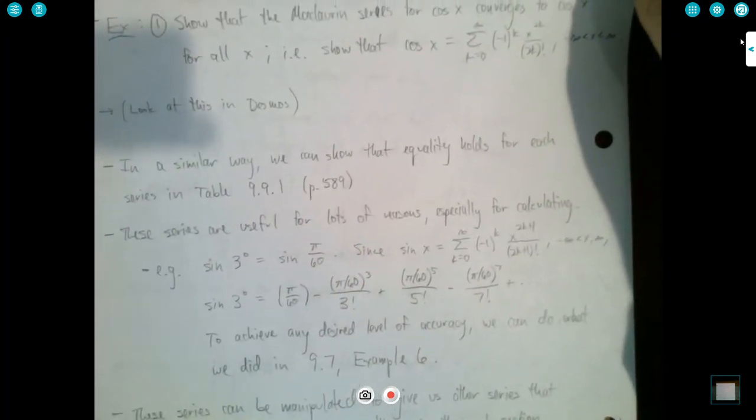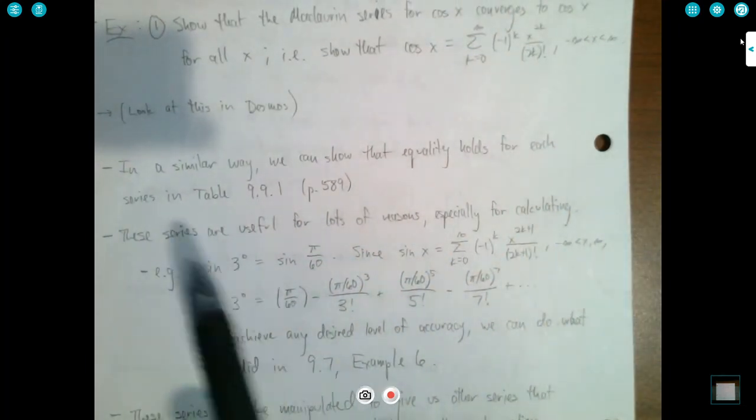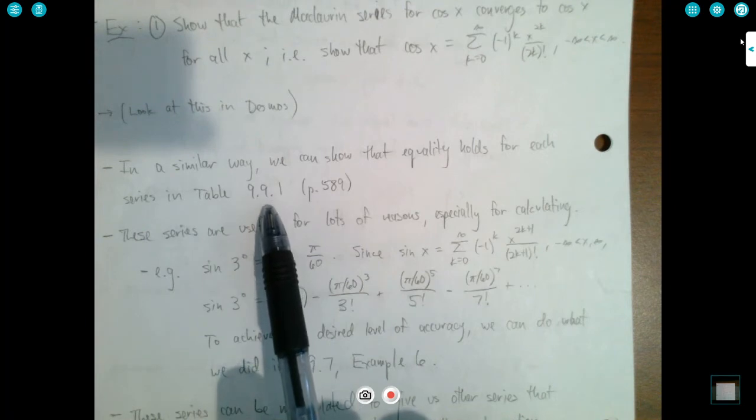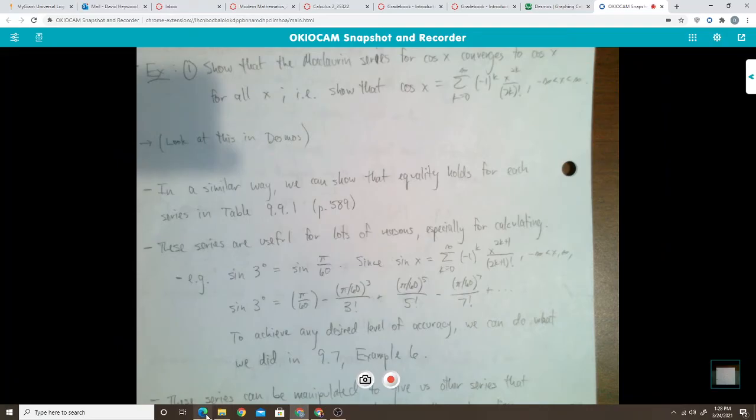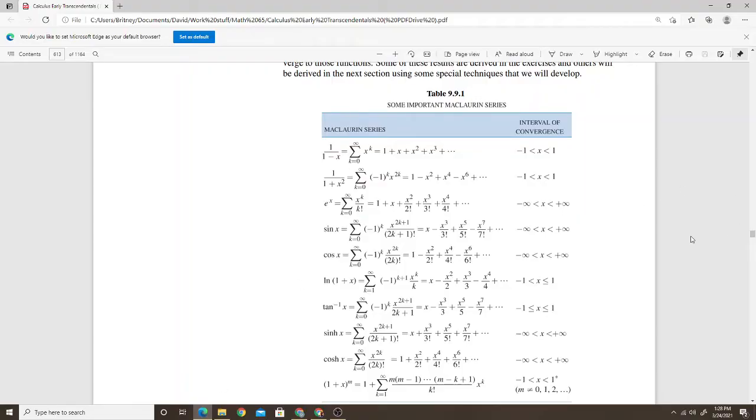In a similar way, we can show that equality holds for each of the series in table 9.9.1, which is on page 589 of your textbook. So let me pull that up. All right, so that's right here. This is just a table that lists a whole bunch of really commonly used Maclaurin series. A lot of these things we've gone over and proven together. Some of these things we haven't. Like I don't think we ever looked at sinh and cosh together. We didn't look at this binomial one down at the bottom, but I'm going to talk about it in a second.